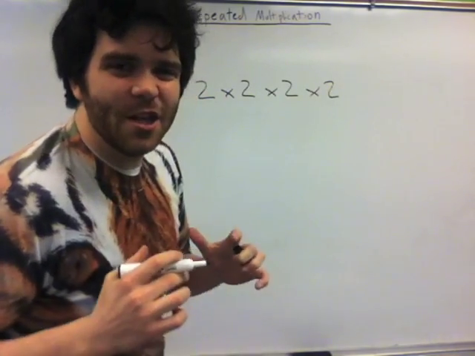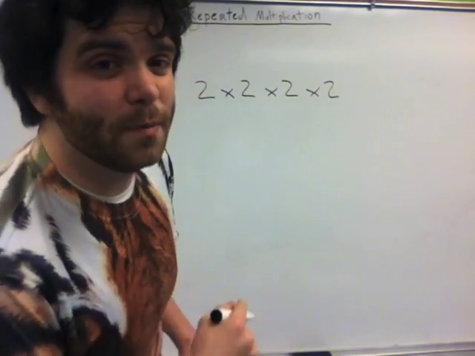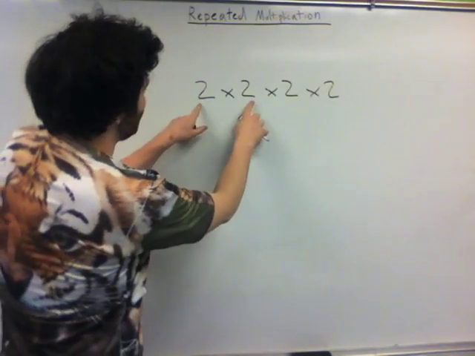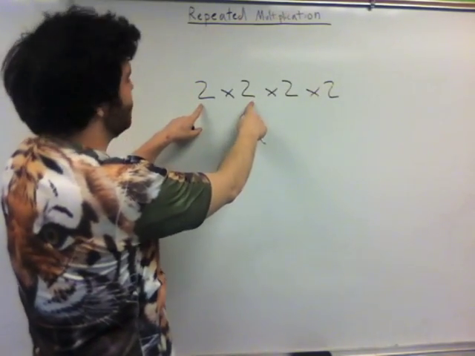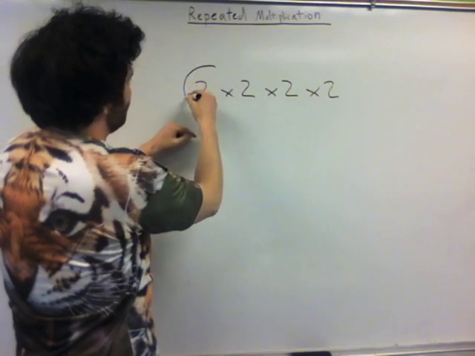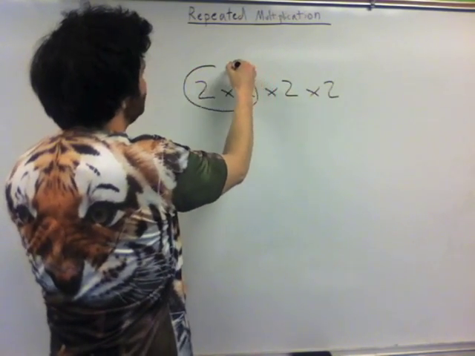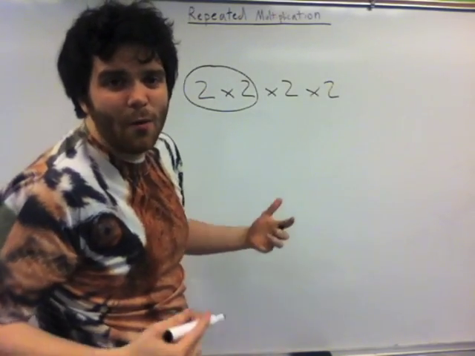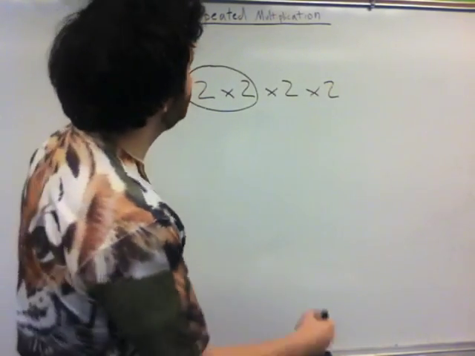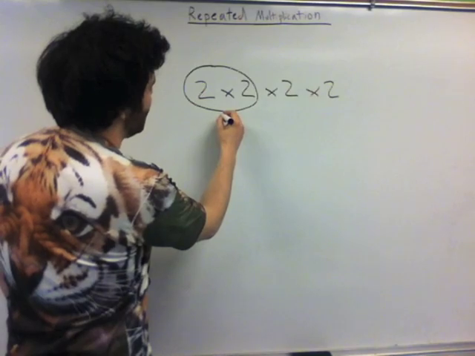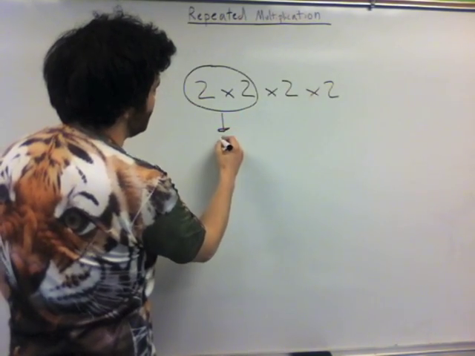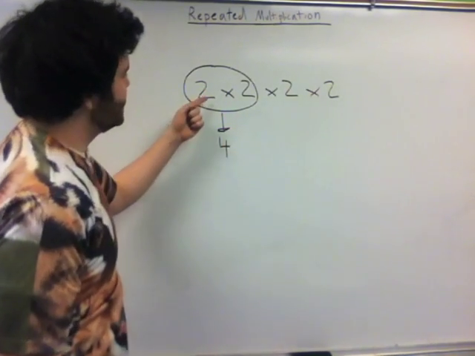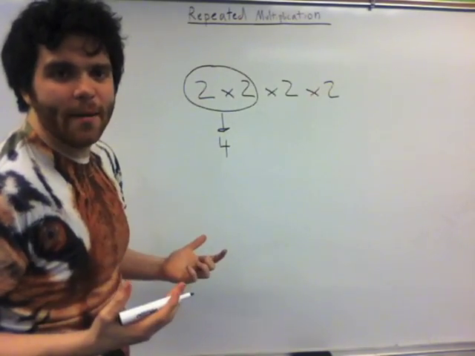The best strategy to use is to group. So look at this. I've got a friendly 2 times 2 right here. Let me draw a circle around that, right? Now all this is just 2 times 2. Well, I know how to solve that. What's that? That's 4. So let's just break it down for ourselves on a new line. That's going to be 4. 2 times 2, 4. Great.